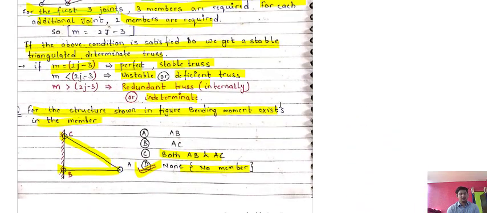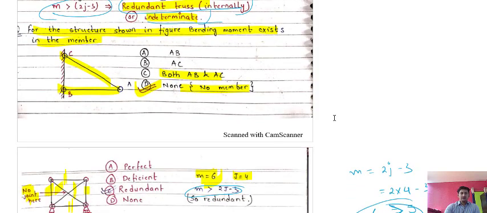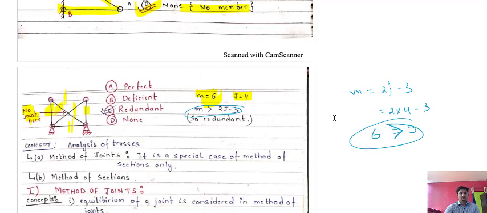We have already discussed that. If m is greater than 2j minus 3, it is an internally redundant truss, an indeterminate structure. And if m is less than 2j minus 3, it is an unstable or deficient truss. So with this you can analyze the trusses. I hope these points are clear with you.